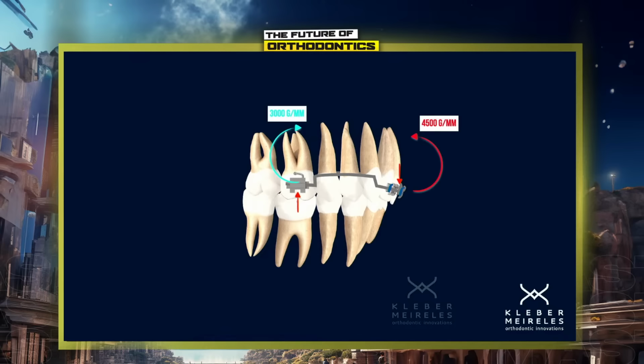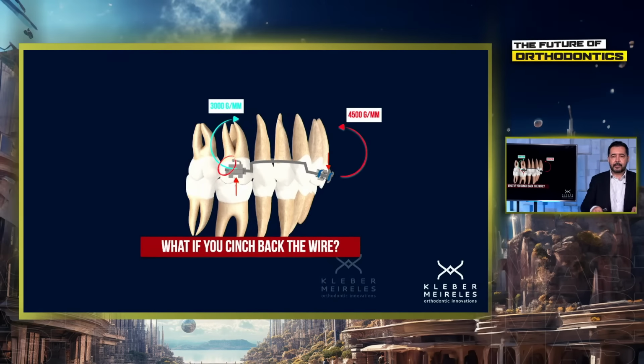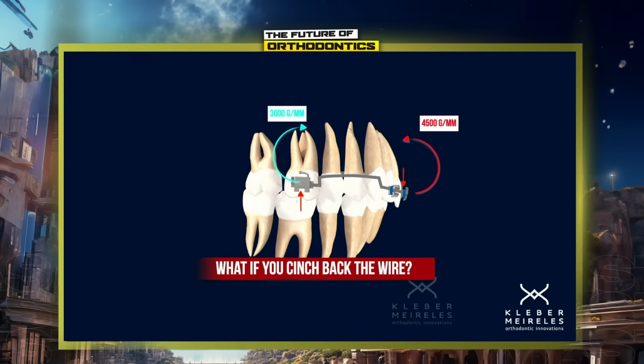So what we are going to have is this situation. We are not really intruding the anterior. We are correcting the torque, yes, but we are actually extruding the anterior. And if we cinch back, the problem is going to be big, because the anterior moment will dictate the movement in the anterior segment being greater than the posterior. So it will pull the arch towards the anterior segment like this. So if we cinch back, we will lose anchorage. You see the problem now?